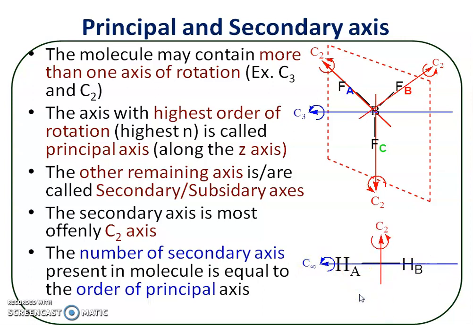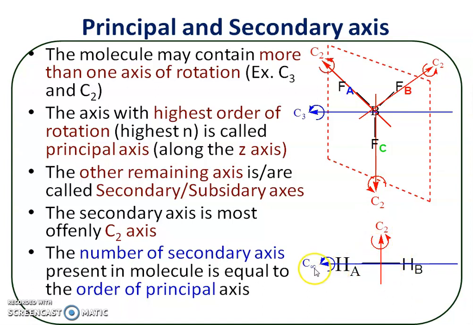Now consider another axis which is at right angle to this covalent bond. Along this axis, suppose the molecule is rotated through 180 degrees, then Ha will take the position of Hb, and Hb will take the position of Ha. Orientation will remain the same, but we get an equivalent structure, and therefore this is a C2 axis, which is a secondary axis. Here the principal axis is C infinity and the secondary axis is C2.